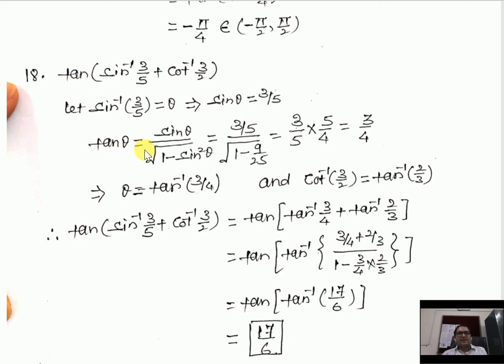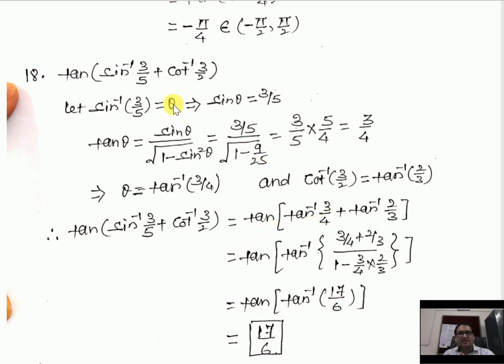So we got tan theta is equal to 3 upon 4. So theta will be equal to what? Tan inverse 3 upon 4. Similarly, cot inverse 3 upon 2 will be tan inverse 2 upon 3. Okay. Tan inverse 2 upon 3, the reciprocal of this value, and cot will be converted in tan. Now put over here tan.